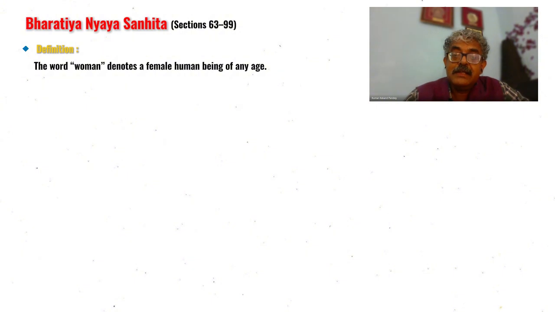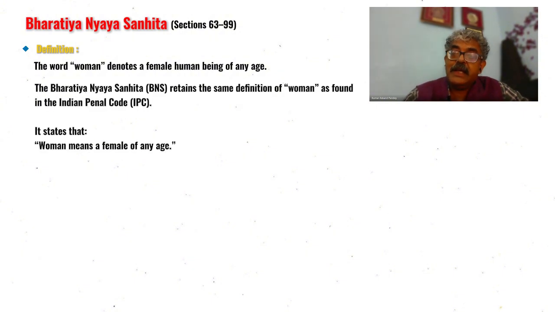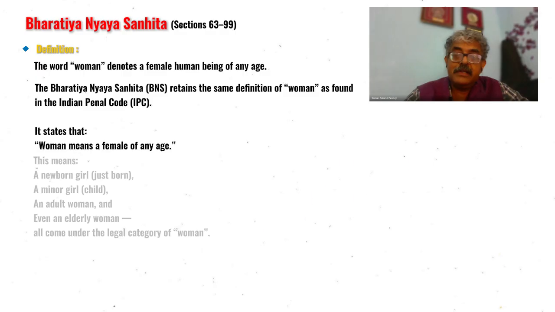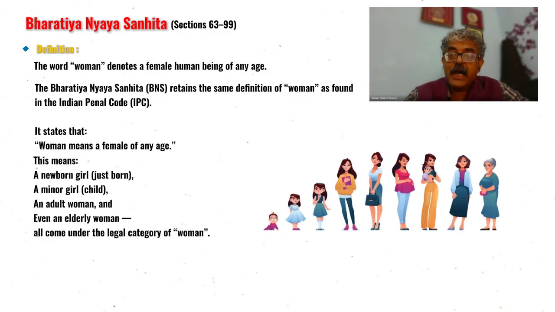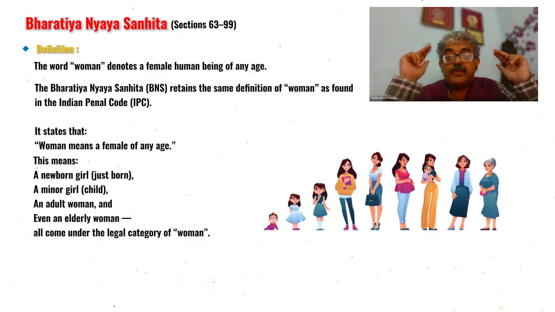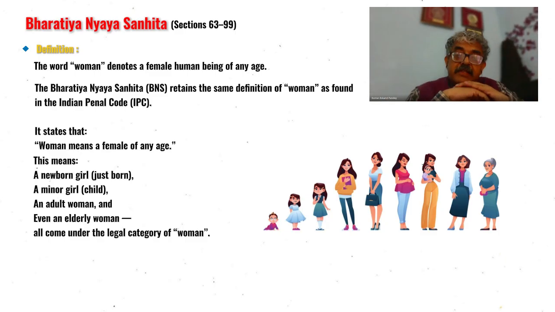As far as the definition of a woman is concerned, Bharatiya Nyaya Sanhita retains the same definition that we had in the IPC, that is, a female of any age. So a just born female would be, for the purpose of Bharatiya Nyaya Sanhita, a woman, as much as an adult woman would be.